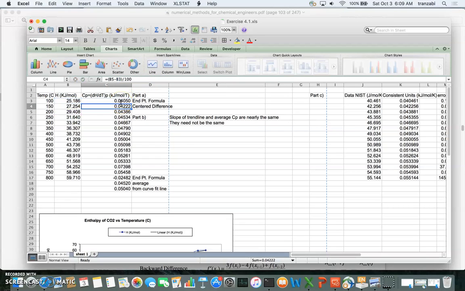All right, so that is the first point. That is the end point. Let's look at the last point. Here we have to use also the end point because we do not know the temperature at 850. So any formula that uses enthalpy at 850 cannot be used because we don't have that information.